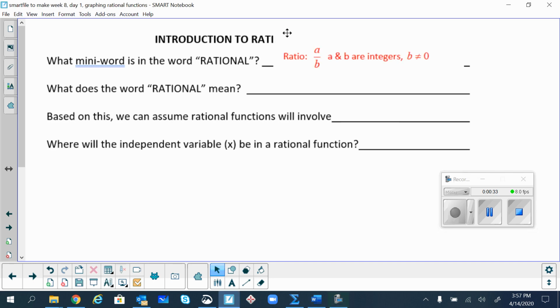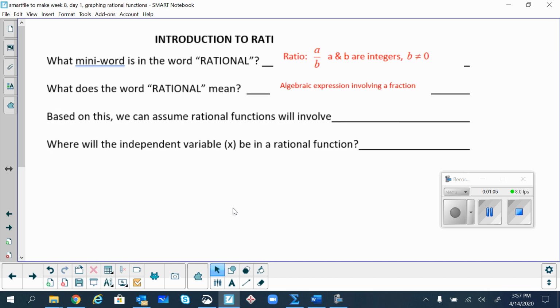When you look at the word rational, the mini word that you might see in there is ratio. And we know that a ratio is a comparison of two numbers by division. The numbers a and b are always going to be integers, but b cannot equal 0. If b were equal to 0, then our expression would be undefined. So what does the term rational mean in terms of mathematics? It means we're going to have algebraic expressions that involve a fraction a over b.